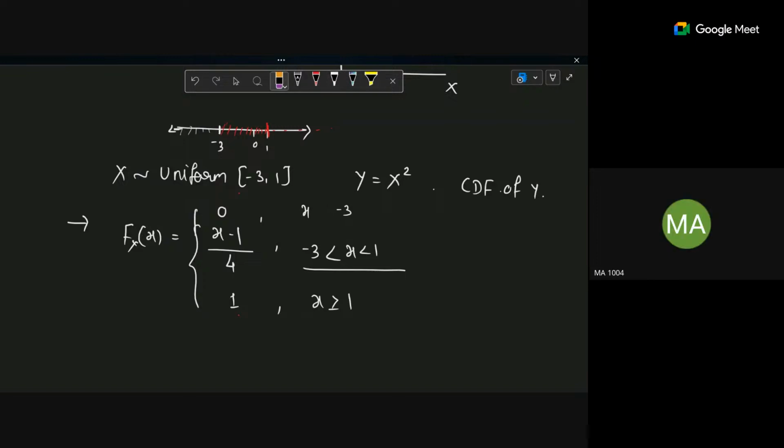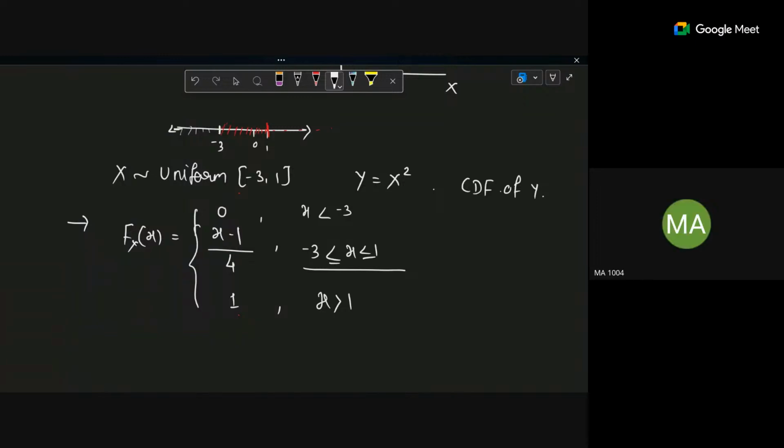Either you can have x less than minus 3, less or equal to minus 3, equal to, and here x greater than 1. The main concept is don't leave any point and don't repeat any point.